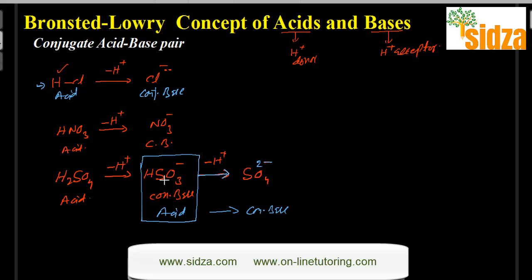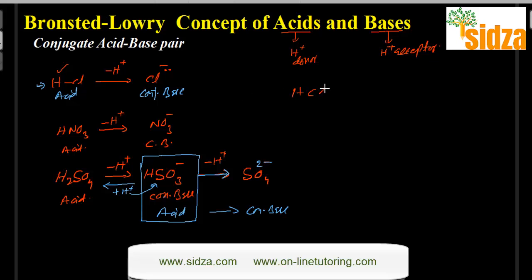Suppose HSO4 negative acts as a base, meaning it accepts a proton. You add one hydrogen, and HSO4 negative, when it accepts a proton, forms H2SO4. So now it behaves like a base, and that's why H2SO4 is its conjugate acid. So HSO4 negative is an amphoteric substance.